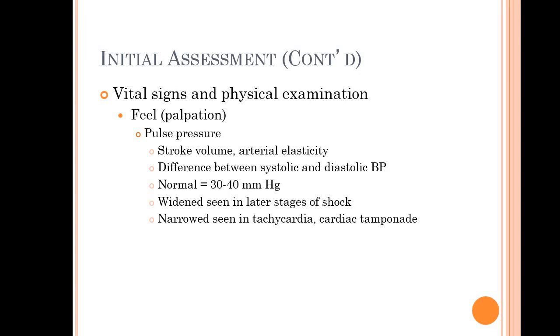So your pulse pressure, which we've gone over, the normal is going to be something like 30 to 40, the difference between your systolic and diastolic. But if it's widened, it could be something like shock, or it could be a brain bleed. It usually gets far more narrow with tachycardia because the heart can't fill up with blood as fast as it's pumping. It's also narrow in cardiac tamponade, like I said, Beck's triad.